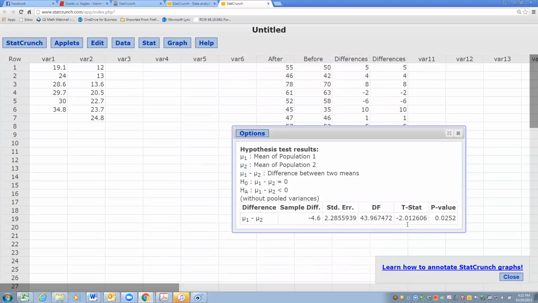And notice that gives me a minus 2.01. The p-value is 0.0252, which is a little more than 0.025. So technically we would fail to reject the null, because this is higher than the threshold of 0.025 that we set. Note that if we would have set a 5% level of significance to begin with, we would have rejected the null hypothesis.